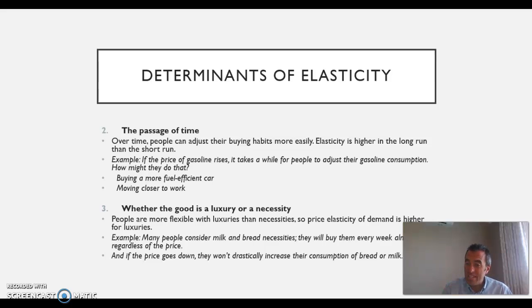Those are products that we need. So if the price of those products increases, I'm stuck. I really don't know what else to do. But luxury items like a watch or expensive cars, if the price increases, I really don't need them right now. So I could buy something else.